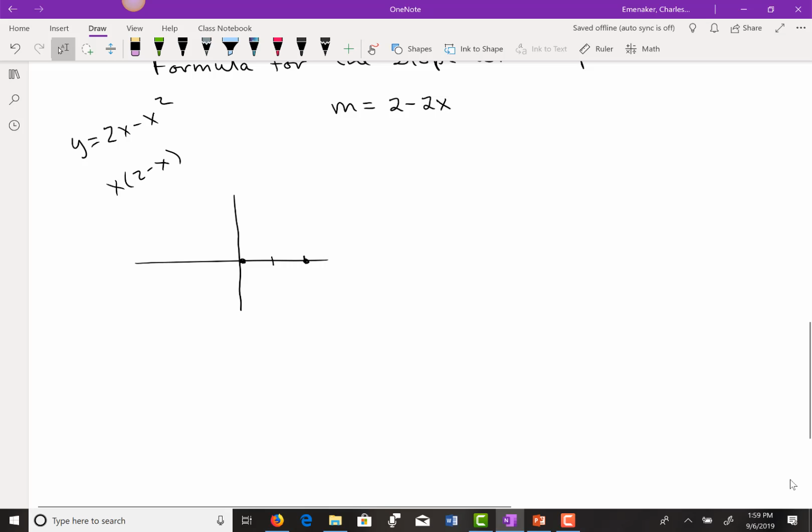Now, does this parabola open up or down? Down. Got it. Does this make sense how I factored it? Just pulled an x out. That gives you two roots. One is x equals 0. The other is x equals 2. This thing's going to do something like this.